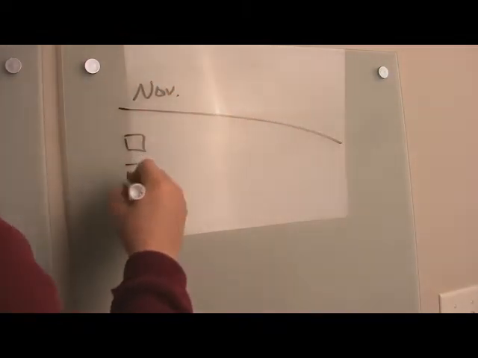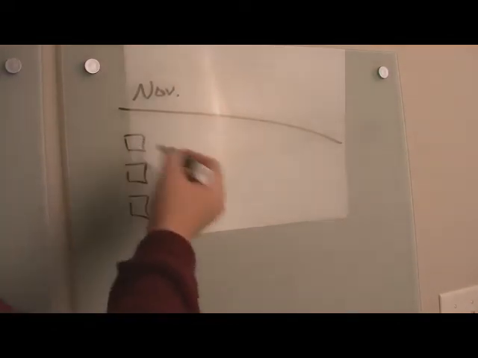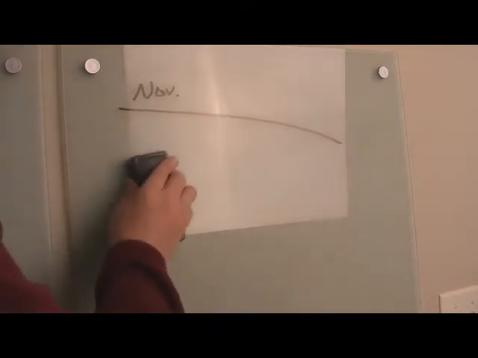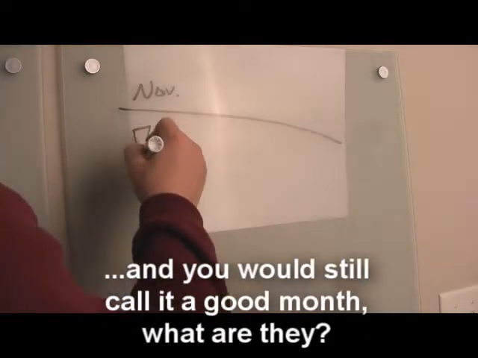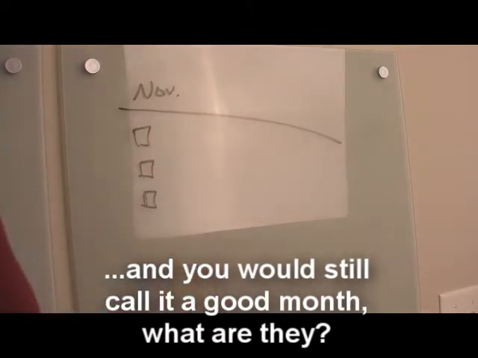I like to do boxes. On my dry erase board in my office, I like to have boxes up here because I love, whenever I hit a goal, I check it off. It's just such a rush. I love to do that. So I always recommend asking yourself this question. If you only accomplish 2 or 3 things for the month and you'd still call yourself successful for the month, what are they? If you only accomplish 2 or 3 things and it's still a good month, what are those 2 or 3 things? Write your boxes up here.